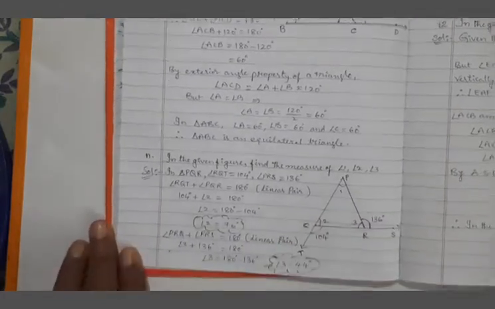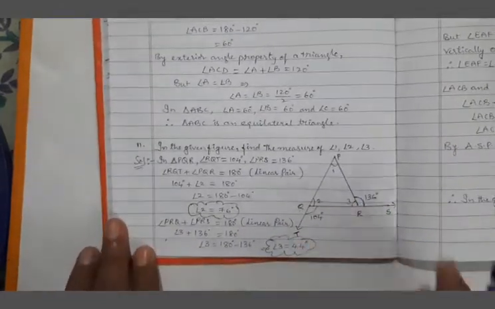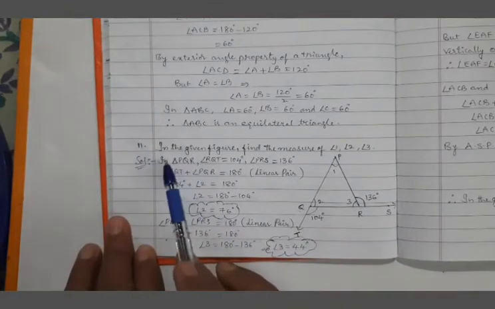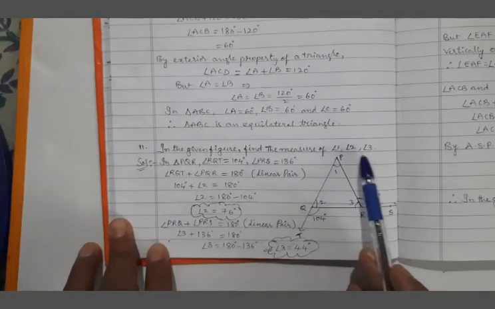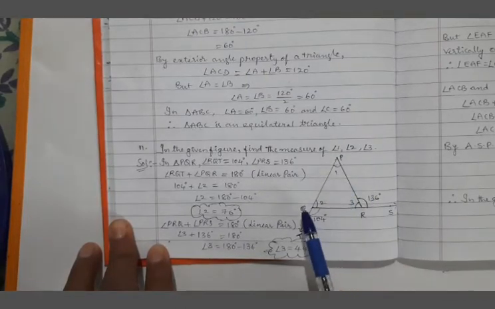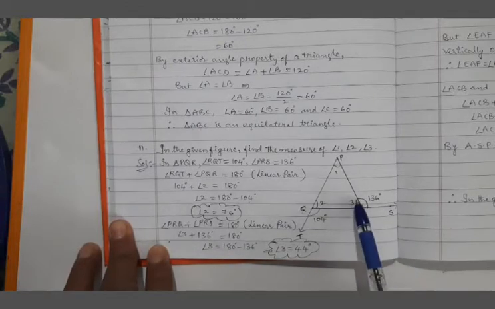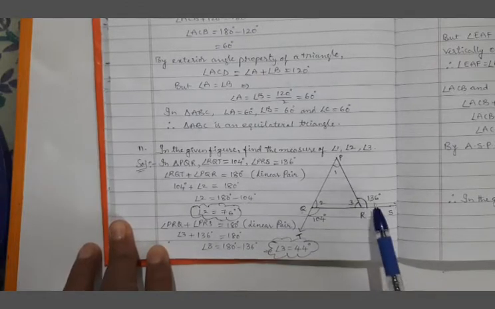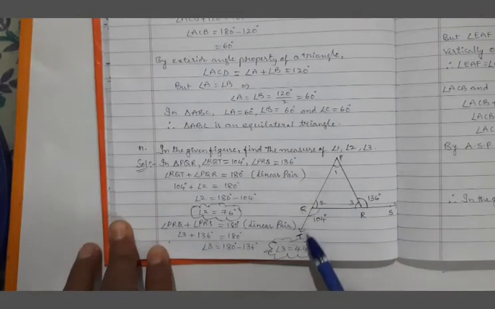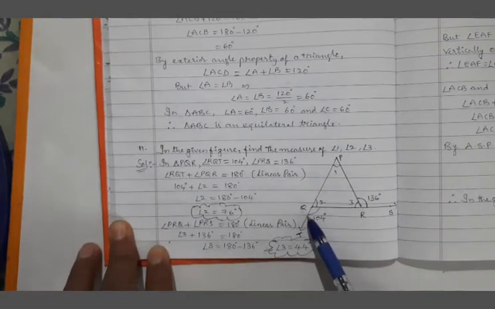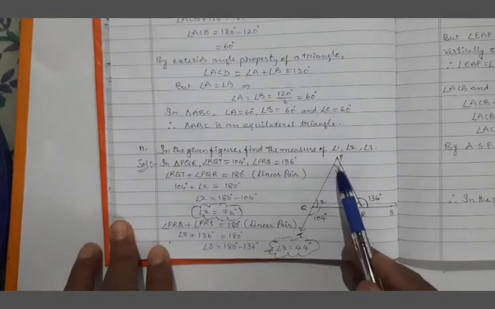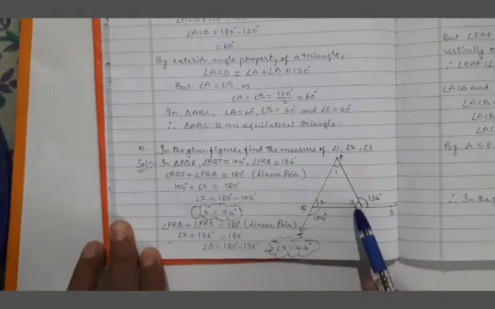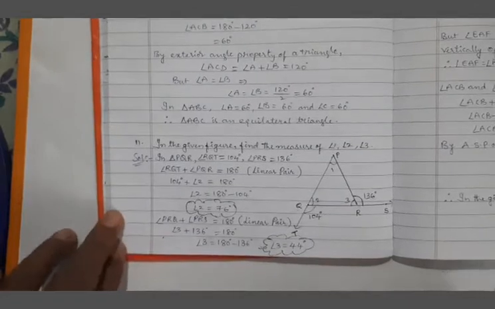Understood clearly? Now, look at problem number 11. In the given figure, find the measure of angle 1, angle 2, angle 3. PQR is the triangle. QR is extended up to S. An exterior angle of 136 degrees is formed. PQ is extended up to T. An exterior angle of 104 degrees is formed. So angle 1, angle 2, angle 3 are the measurements they are asking us.